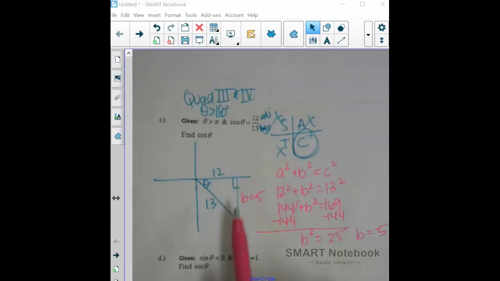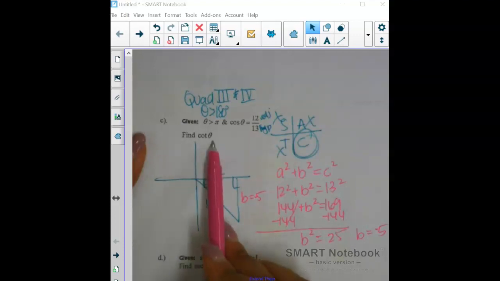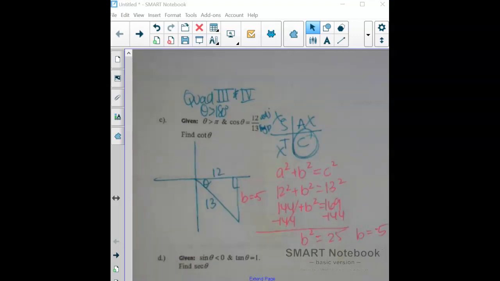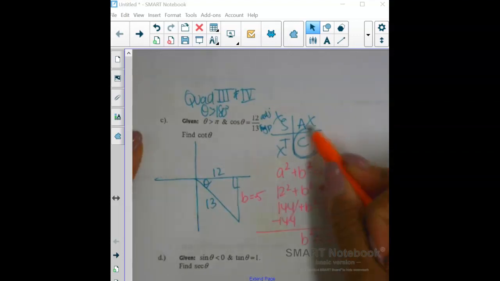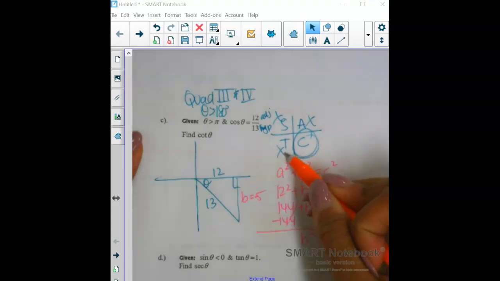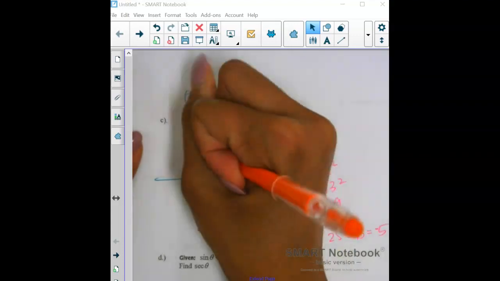The last thing I want to mention is what is your cotangent theta? We're actually talking about the solution now. So for your cotangent of theta, I need to figure out what my answer is going to be. Is it going to be positive or negative? In quadrant 4, tangent and its reciprocal, which is cotangent, is going to be negative.